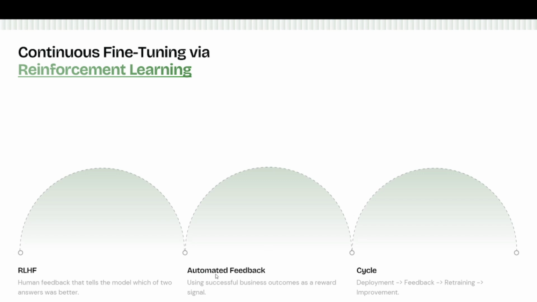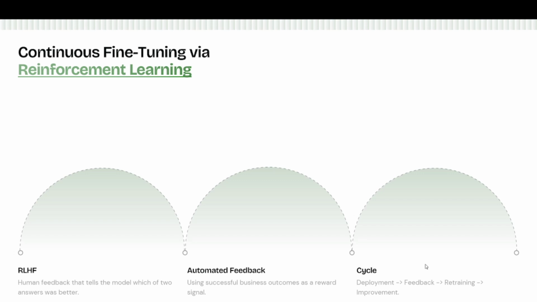Then there is automated feedback. This is using successful business outcome as a reward signal. The agent can be trained to use successful business outcome, or the outcome of the task it has performed, as a reward signal. If the outcome is very good, it is sent back to the agent as a reward. If it is not good, it is sent back as a way of learning from the mistake to improve next time.